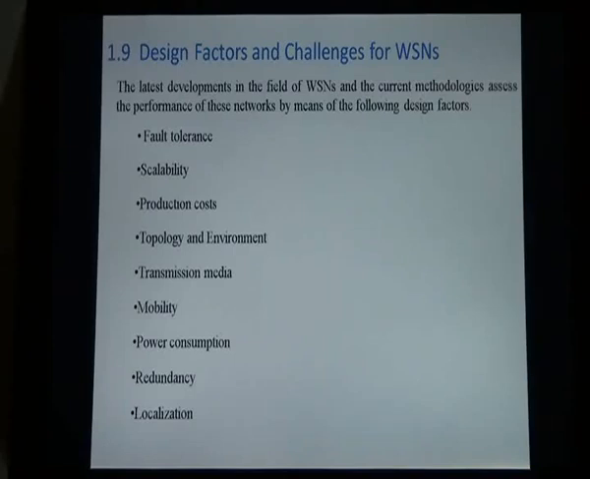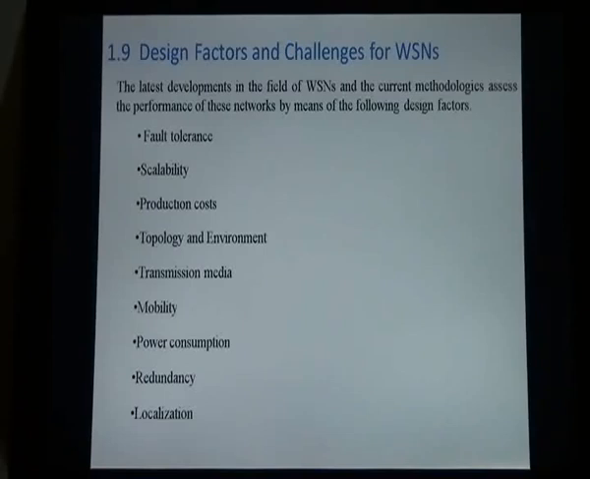How to control the topology, that is the arrangement of sensor nodes in a particular environment. What type of transmission media, RF or infrared, is being preferred or used. Mobility: again, we can focus on the mobility models in the later lectures. The power consumption: we have always addressed that it should be low.